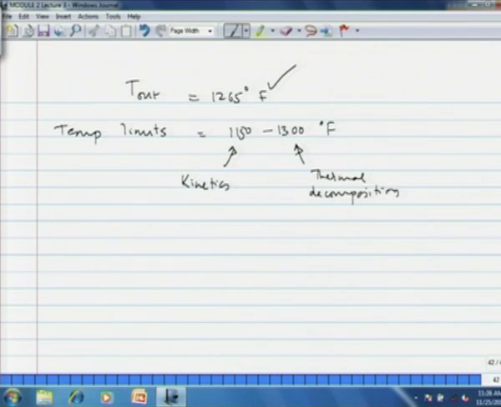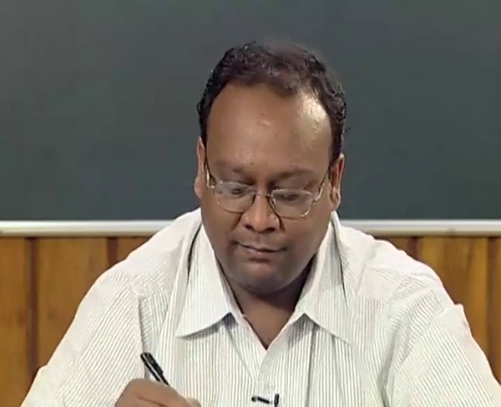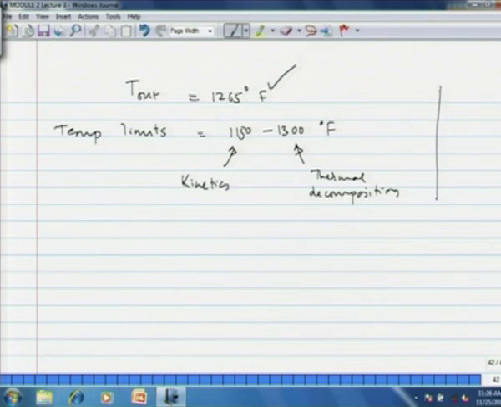Therefore, it would be easier to operate the reactor adiabatically. We are not going to cross the limit if we operate the reactor adiabatically. Of course, we have not considered here the various losses that occur due to radiation, convection, and so forth. So, in reality, the temperature that is reached will be lesser than 1265 degrees Fahrenheit. Okay. So, this is how we decide whether to operate reactor adiabatically or isothermally.